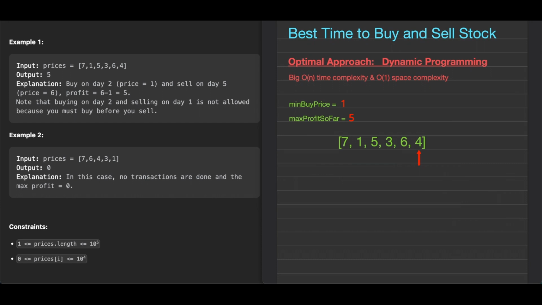The loop iterates to day 6 and we have a price of 4. Our current minimum buy price stays at 1. The if condition evaluates to false. 4 minus 1 gives us a current profit of 3. So our maximum profit so far stays at 5, and the loop iterates out of bounds, causing our for loop to exit, and we return a maximum profit of 5. Let's translate this to code.